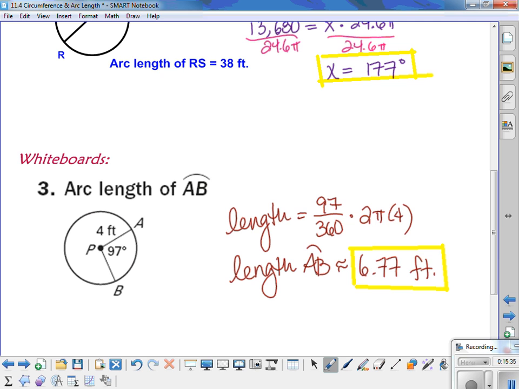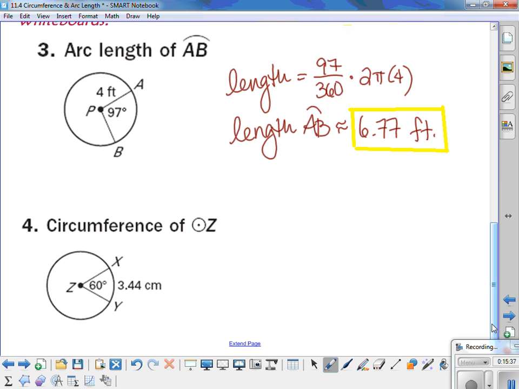And here's another one for you to try. Now we're going to work backwards and find the circumference of circle Z. So again, the length is going to equal the fraction times the circumference. So work backwards to get the circumference alone.